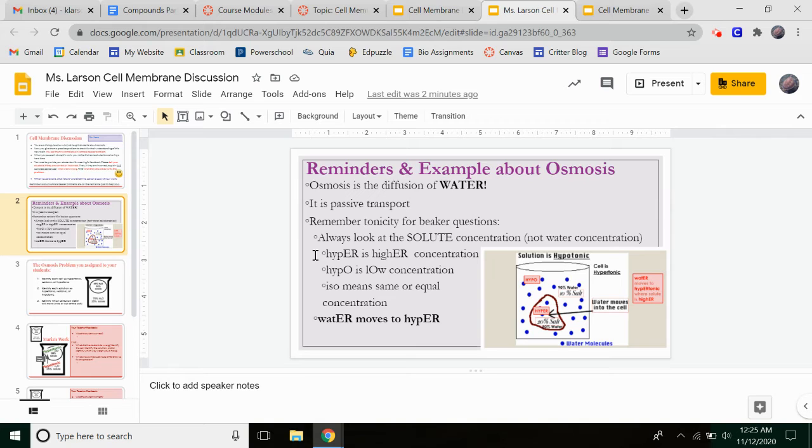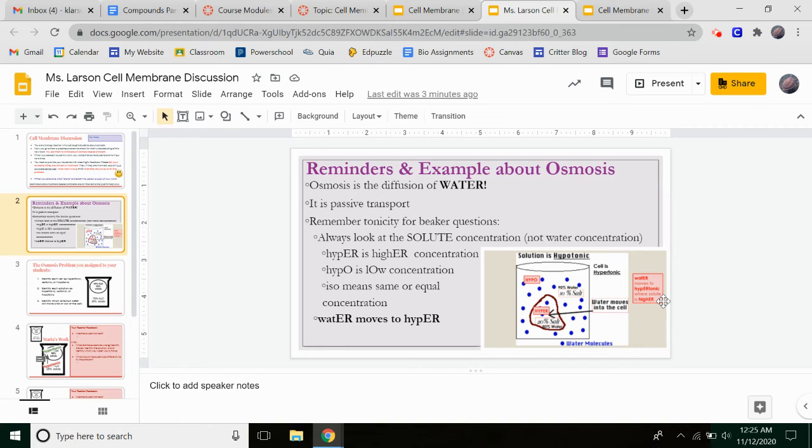Hypotonic is where there's a low concentration, and isotonic means equal concentration. Lastly, you need to remember that water always moves to where it is hypertonic. You can see the little problem here. There was 10% salt outside, and inside the cell was 20% salt. 10 is lower than 20, so that was hypo. Hypo is low. 20 is higher than 10, so that was hyper. Hyper is higher. Water moved into the cell in this case because water always moves to hypertonic, where the solute is higher.